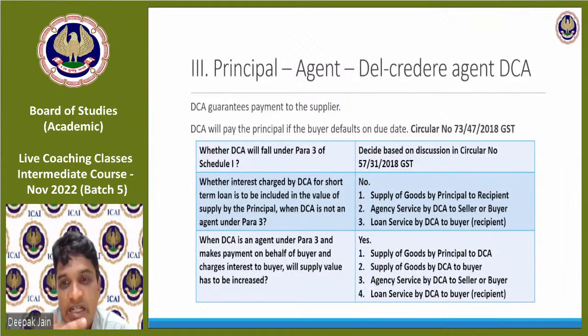What is the benefit of GST registration? If you register under GST, you have a right to collect tax from your customers and you can claim the input tax credit. Otherwise, you will not get input tax credit.